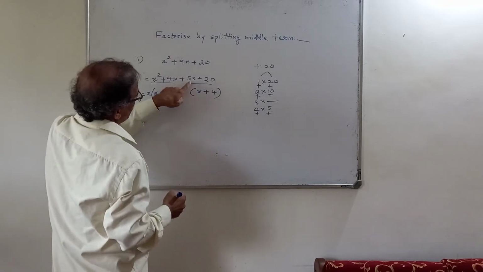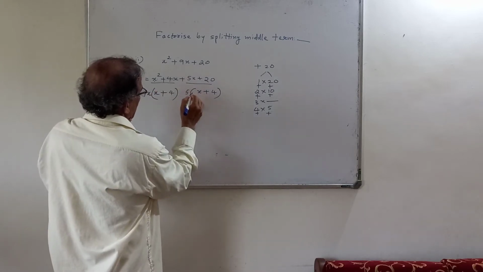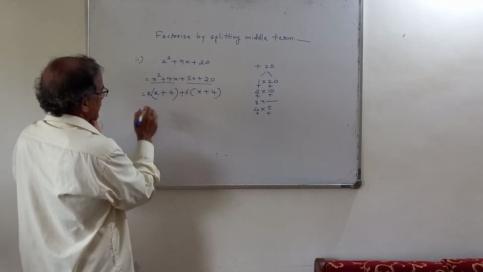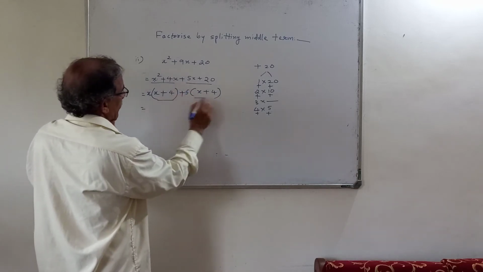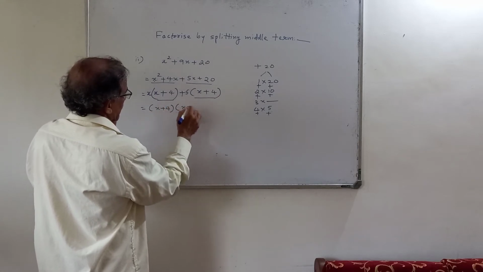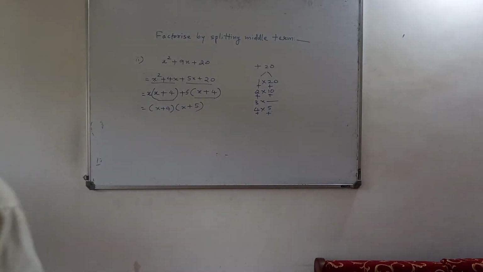So this x is common from 5x. So x into how much gives you 5? 5x, so x into 5. And put here this plus sign. So this is common now. X plus 4 into x plus 5. Okay. Then I shall give you now one more example.